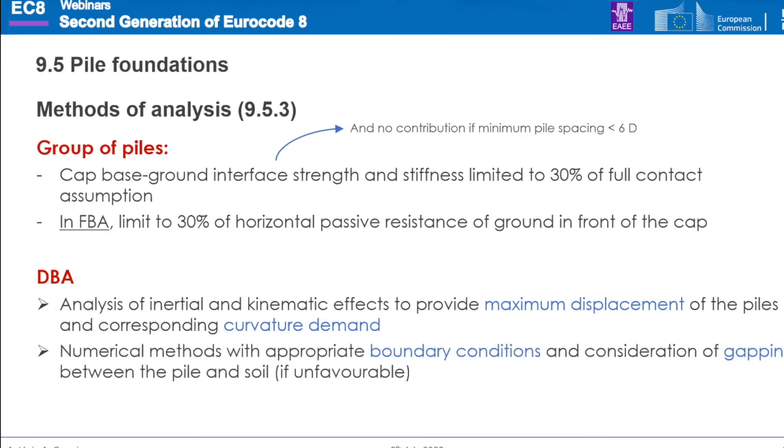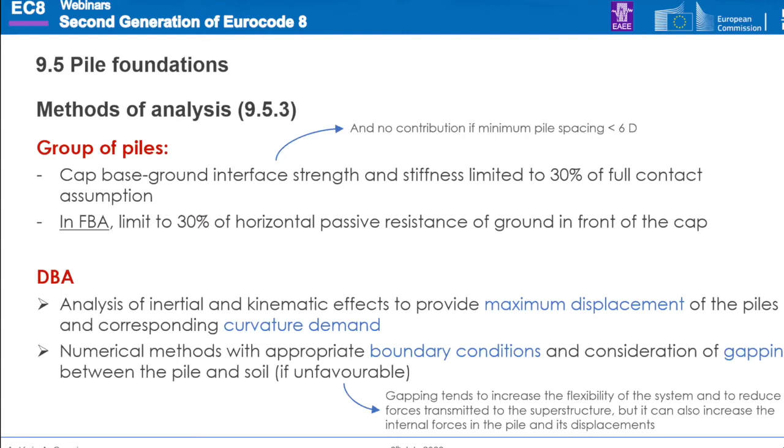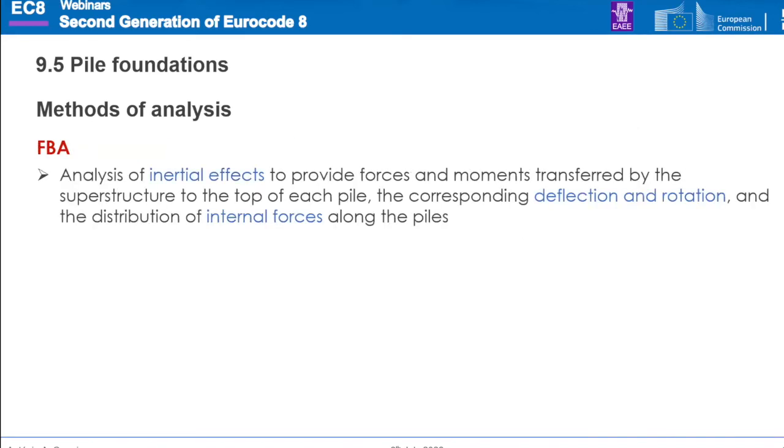We can use sophisticated numerical methods with appropriate boundary conditions, and we should also take into consideration gapping between the pile and the soil, if this is unfavorable. So the gapping tends to increase the flexibility of the system and to reduce the forces transmitted to the superstructure on one side. But in what concerns the piles themselves, it can also increase the internal forces in the pile, and it will increase its displacements.